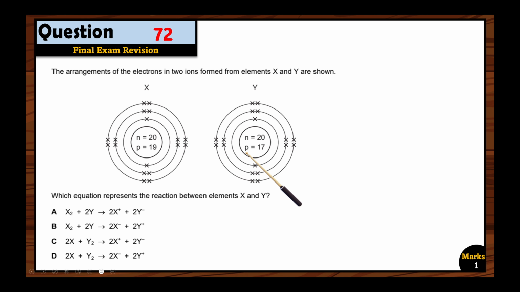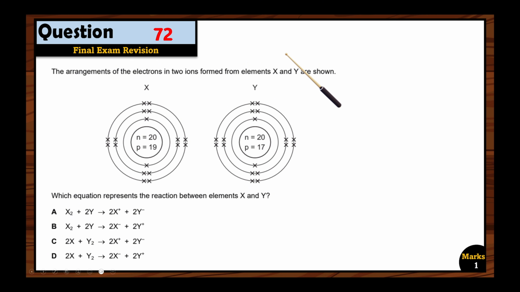See here. Sorry, the protons are 17. How many electrons does it have? 18. So it means one more electron it gained. So X is actually a metal. Y is a non-metal because X loses the electrons and Y gains an electron. And how many electrons does it gain? Just one. So it means it belongs to group number 7 because it is gaining one electron.